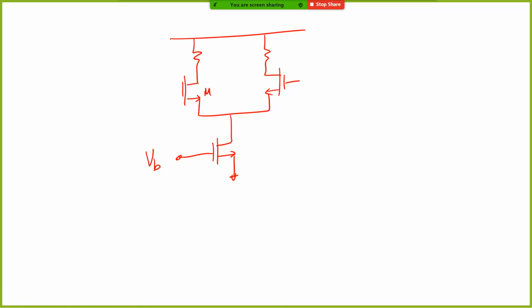Let's call this M1, this is M2, this is R, both are R. Let's call this M3. Now what is the V in common mode minimum? In other words, can we keep decreasing the input common mode, or will something else happen? What happens if you just keep dropping the input common mode signal?